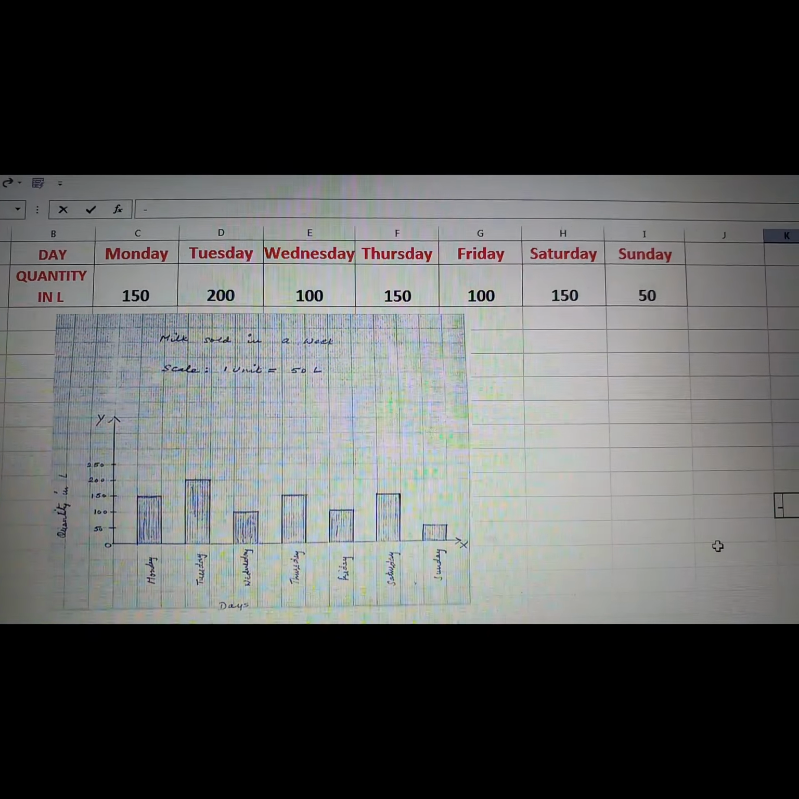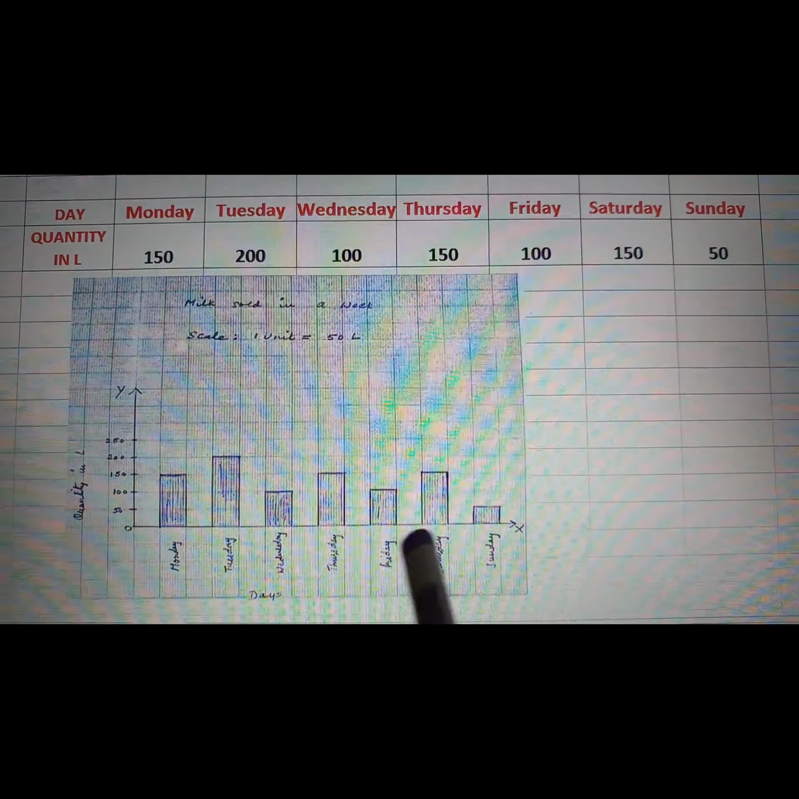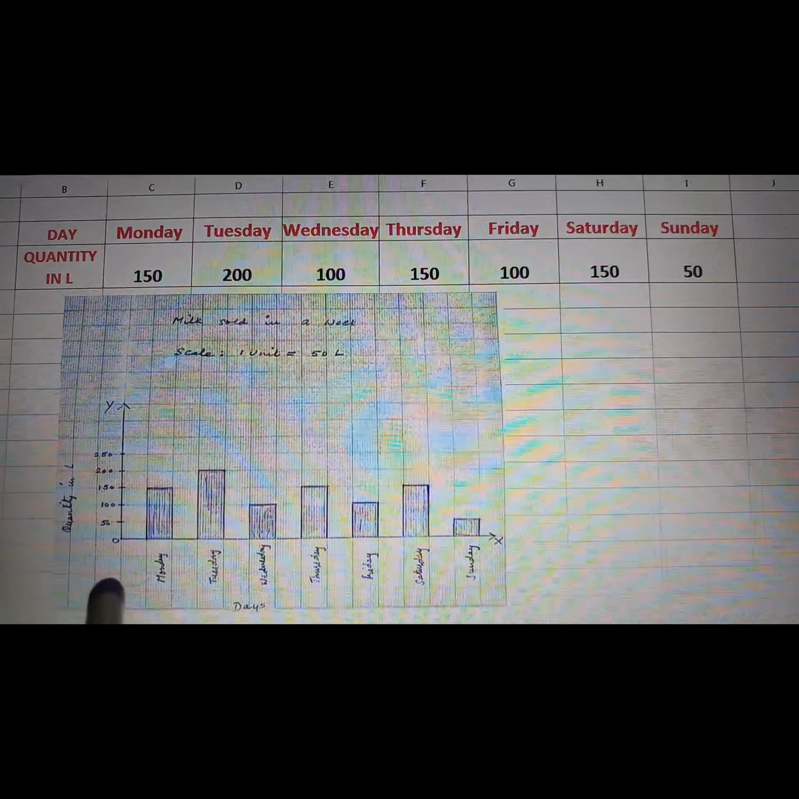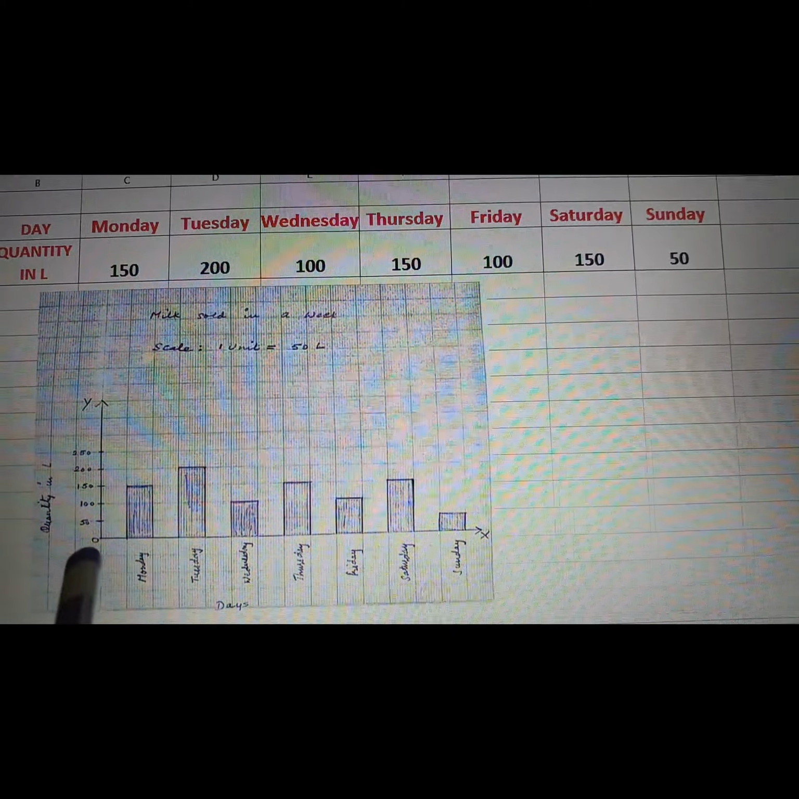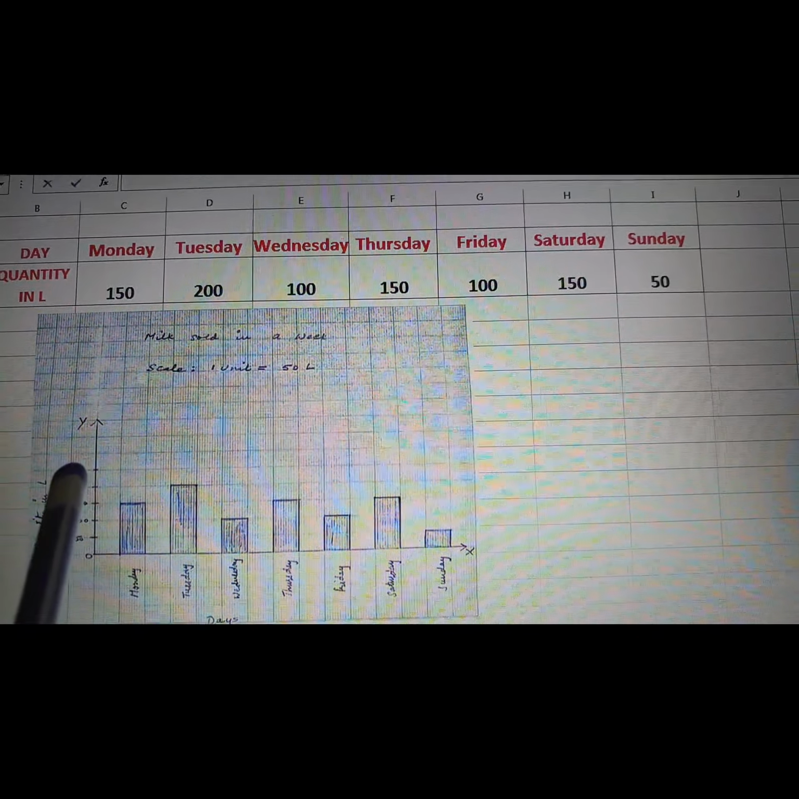Now draw a bar graph. Draw two rays. This is the x-axis. This is the y-axis. Now the scale is 1 unit equal to 50 liters. So write down 50, 100, 150, 200 and 250.